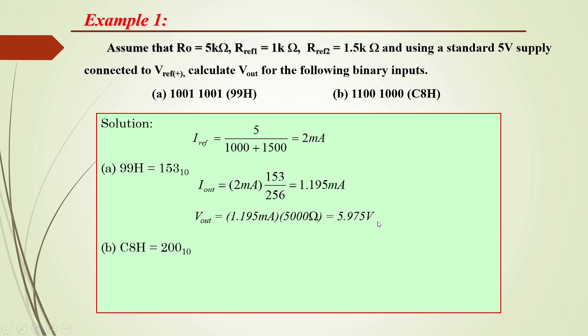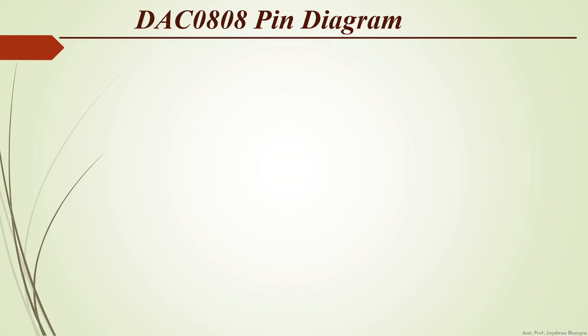Similarly, we can calculate the V out for the second given digital input, that is nothing but the 200 in decimal. So I out is 1.562 milliampere and the V out is 7.8125 volt. So in this way we can calculate the V out for any given digital input.